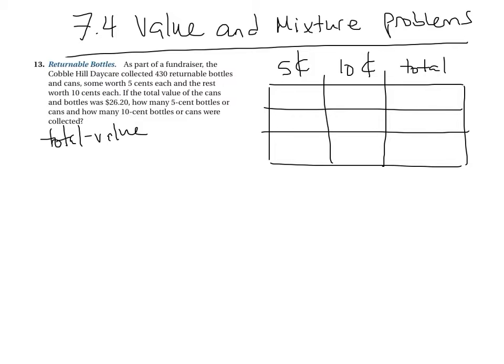Now, we do know the total number of cans and bottles was 430, but we don't know how many 5-cent cans and 10-cent cans there were. So this first row is going to represent the number of cans. Since we don't know, these will be our variables. X will represent the number of 5-cent cans, and Y will represent the number of 10-cent cans. And that first row is actually our first equation, because the number of 5-cent cans plus the number of 10-cent cans must be equal to 430.